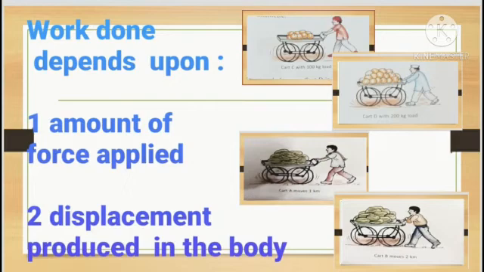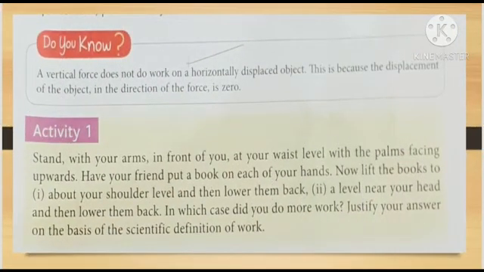So it is clear that the work done by a force depends upon the applied force and displacement produced by it in its own direction. Do you know is given there, dear student? What is it all about? A vertical force does not do work on a horizontal displaced object. यदि आप किसी ऑब्जेक्ट पे वर्टिकली फोर्स लगा रहे हैं और वो ऑब्जेक्ट हॉरिजेंटली डिस्प्लेस हो जाए, then in this case the work done by you is 0.